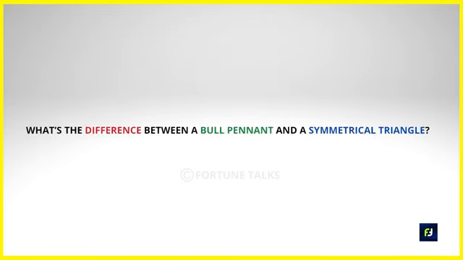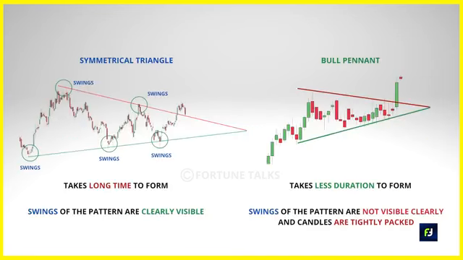Now you may ask, what is the difference between a bull pennant and a symmetrical triangle? Because they both look similar. The answer is quite simple. The difference is in the duration of their formation. With a symmetrical triangle, you can clearly see the swings of the pattern. However, the candles of the bull pennant are too crowded and too volatile for you to see the swings. Regardless, a bull pennant is more similar to a bull flag pattern.